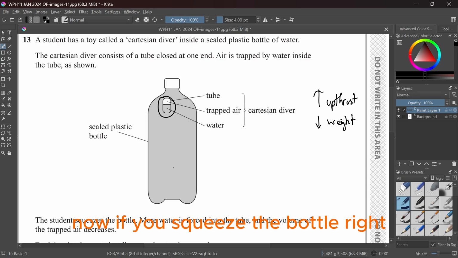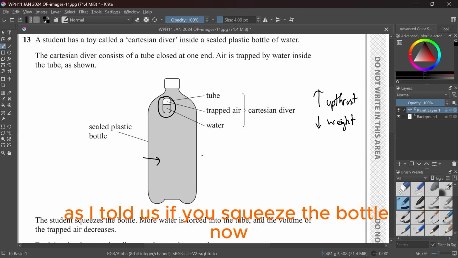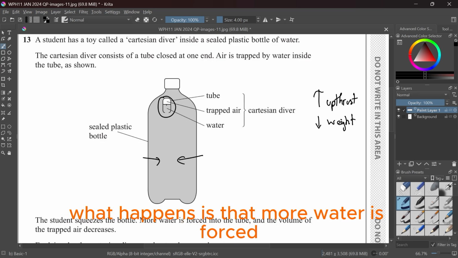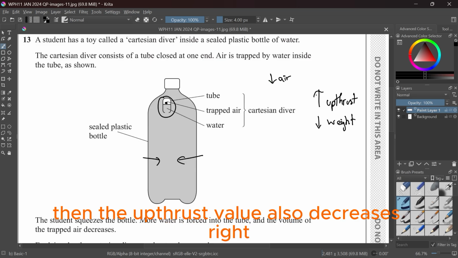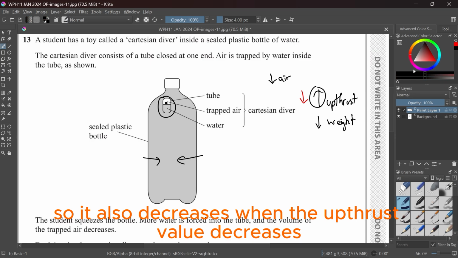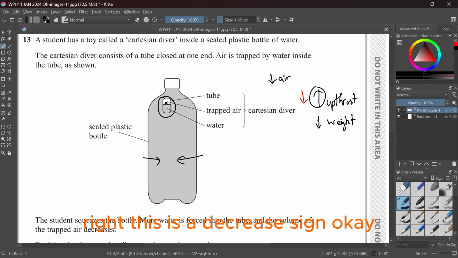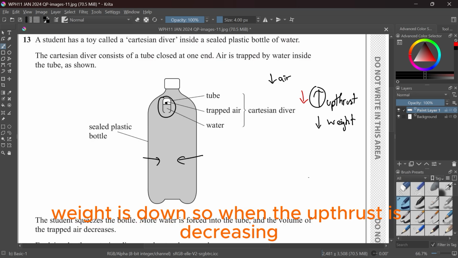Okay, now if you squeeze the bottle, as it told us, what happens is that more water is forced into this tube, and now there is basically less air in it, right? If the air is less, then the upthrust value also decreases, right? This is a decrease sign, okay? Don't compare with these, these are the directions. Upthrust is up, weight is down.